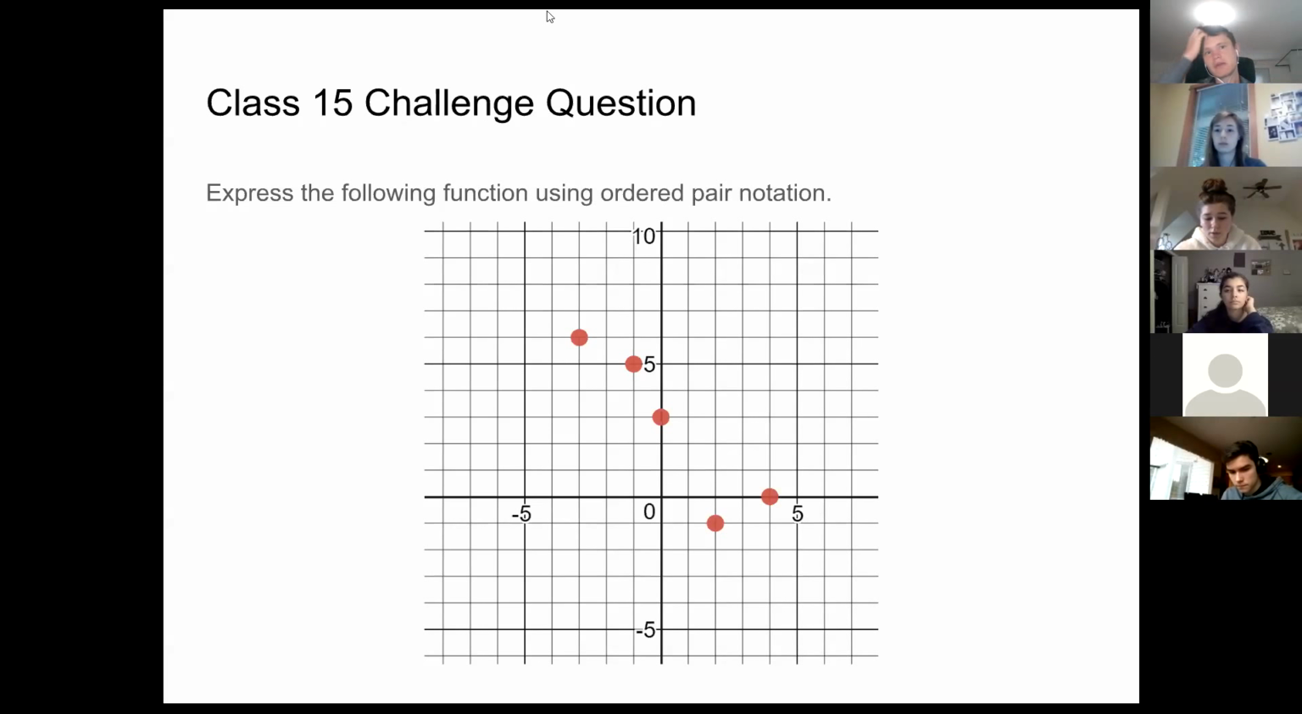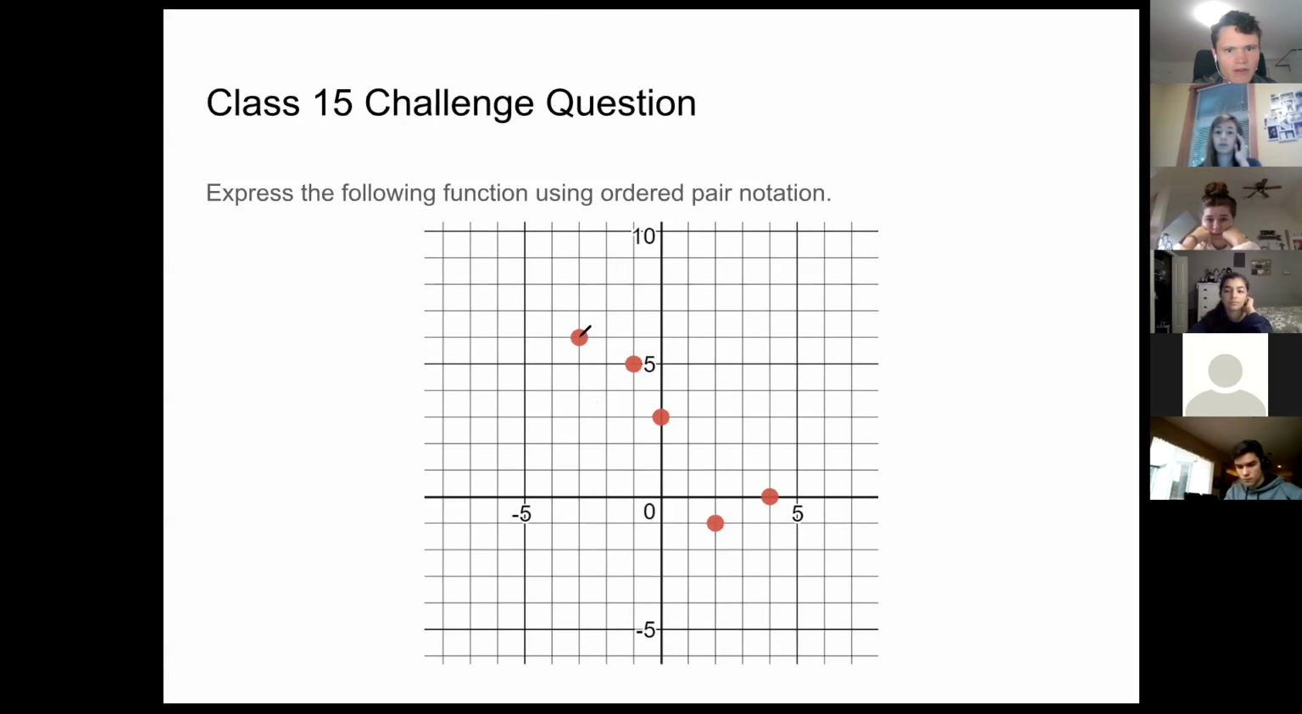So right in front of you, this challenge question, fairly straightforward, asking you to express this function using ordered pair notation. So then we've just got to understand two of the types of notation that we learned last class, one of which is just this graph. You could just call it graph notation. And the other is ordered pair notation.